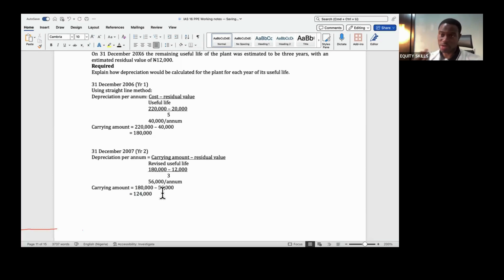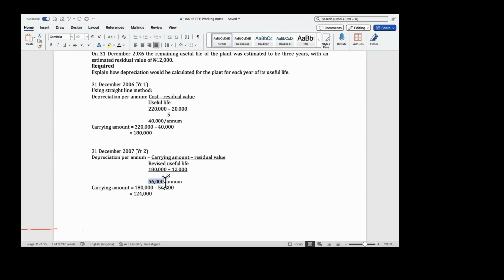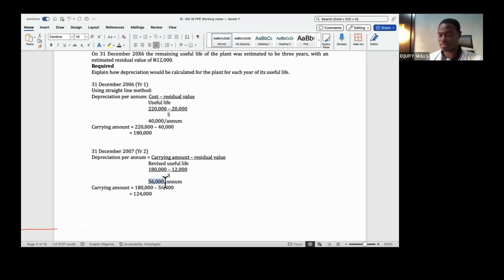You're absolutely correct, but there's an alternative way. If I follow the formula I gave you for determining carrying amount, which is cost minus accumulated depreciation, that will be 220 minus accumulated depreciation. Accumulated depreciation is 40 plus 56, which is 96. If you do 220 minus 96, what would I give you? 124. It's the same thing, right?